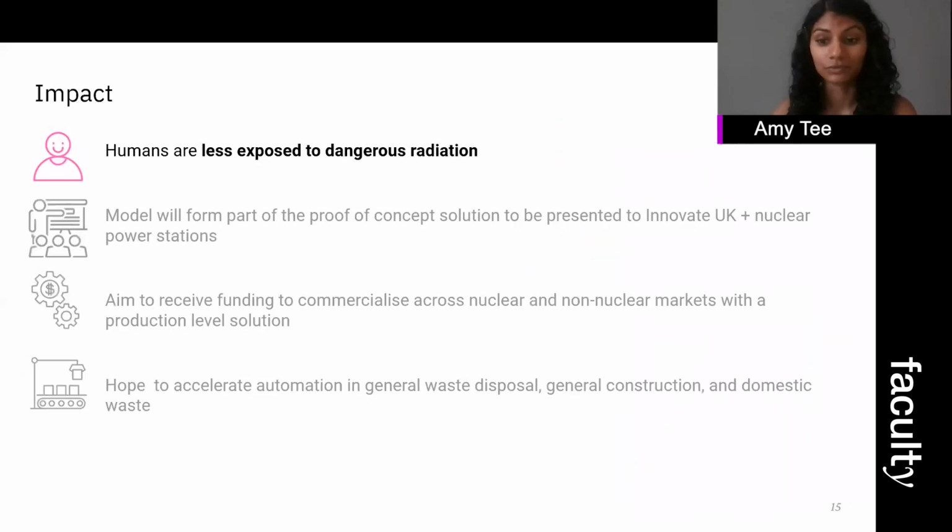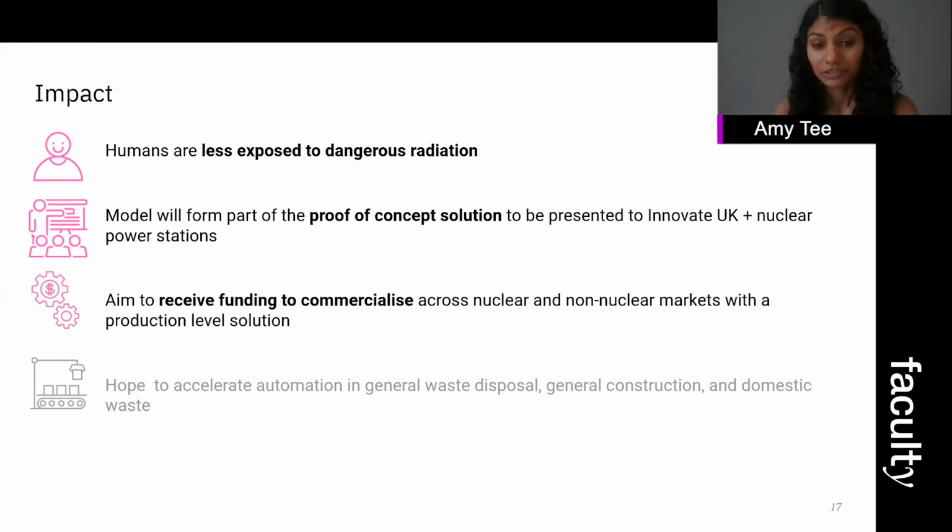So what's the impact of all of this? Well, humans are exposed to less dangerous radiation, and the model will form part of a proof of concept solution, which will be presented at the end of the year to Innovate UK and representatives of nuclear power stations around the UK. The aim is to receive funding so that this model can be commercialised across the nuclear and non-nuclear markets with a production level solution.